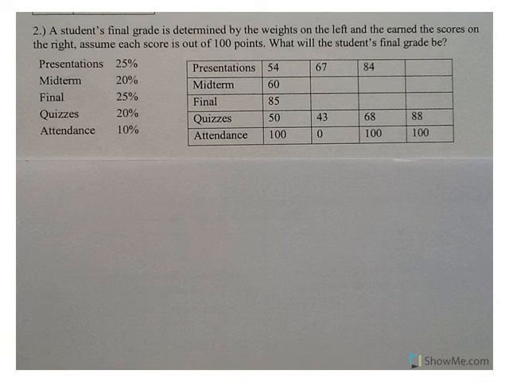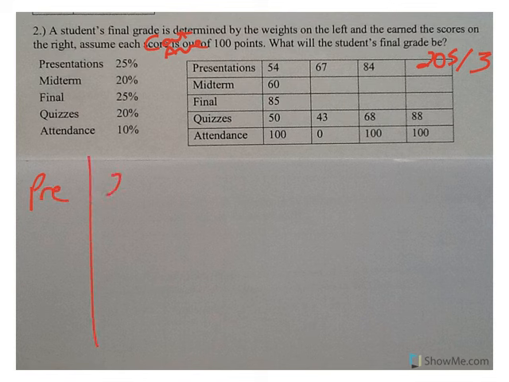Number 2. We have a class here, and we've got the weights and the information here. You'll notice that there are 3 presentations, so before you can do anything with weighted averages, you've got to find the category averages. For presentation, I'm going to add the 3 together, and I get 205, and I'll divide by 3. So the category average for presentation, which is 25%, is 68.33.